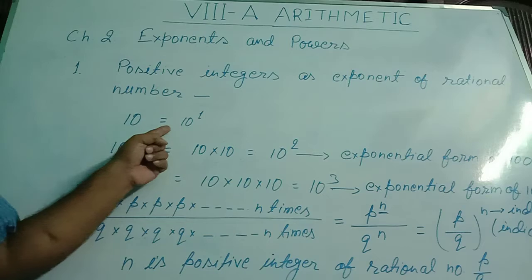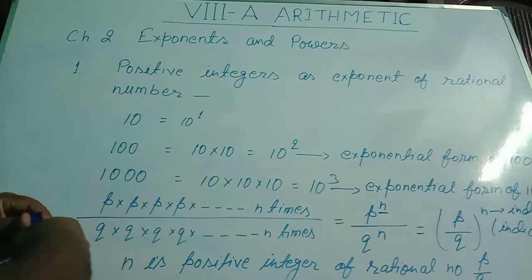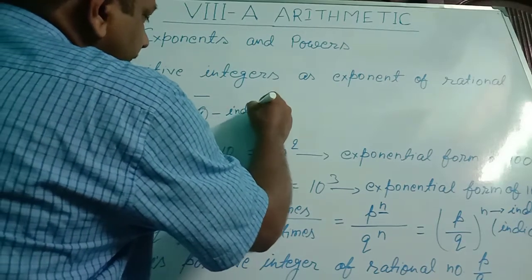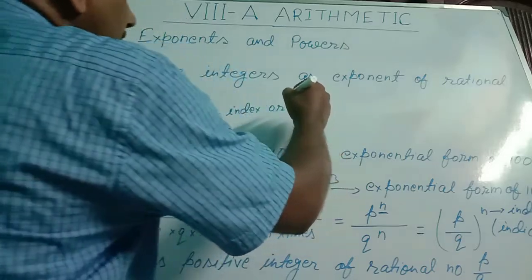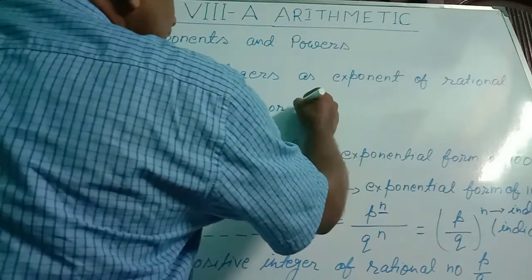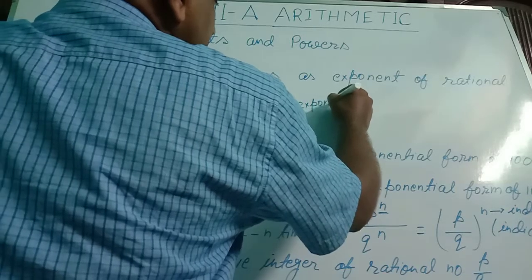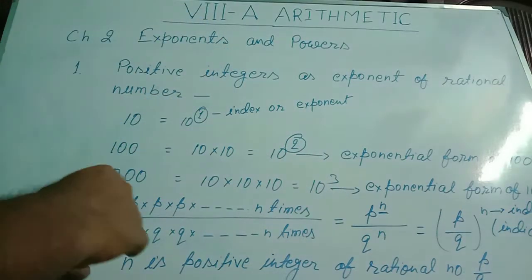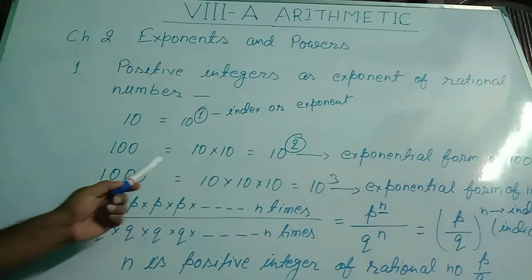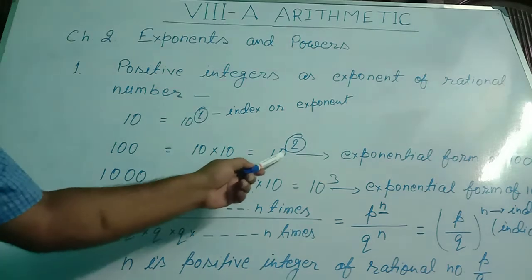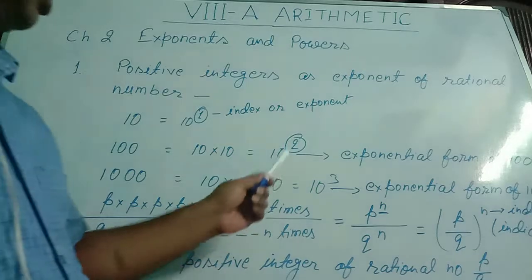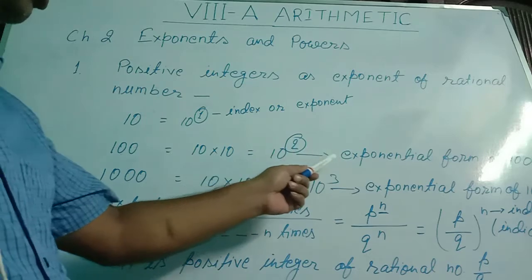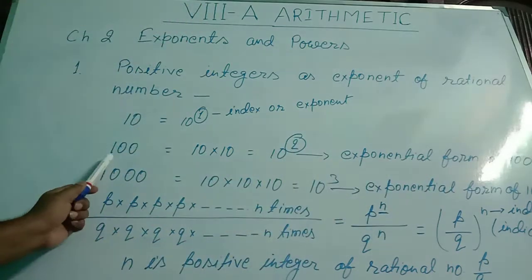For 10, we can write 10 to the power 1. So this 1 is called index, or exponent. Similarly, this 2 is also index or exponent, as we have written 100 as 10 into 10 equal to 10 square. This 2 is index or exponent, and 10 square is the exponential form of 100.